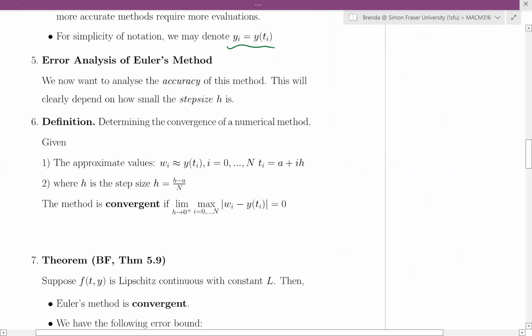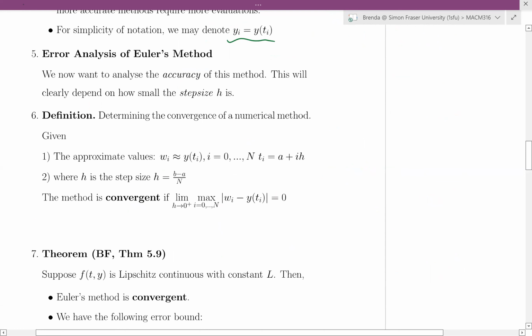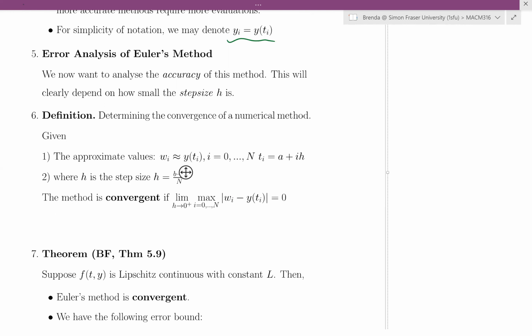All right, so the accuracy of this slide depends on our step size. And what we want to know is, does the numerical method converge to the solution if you make your step size smaller and smaller and smaller and smaller? One would hope for that to happen. That's what this step is saying right here.